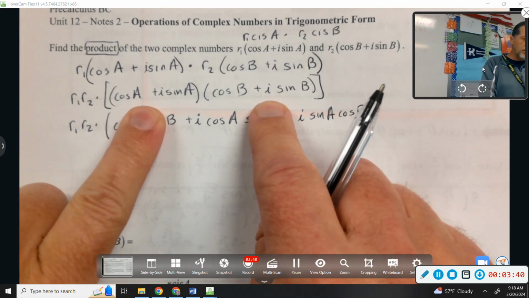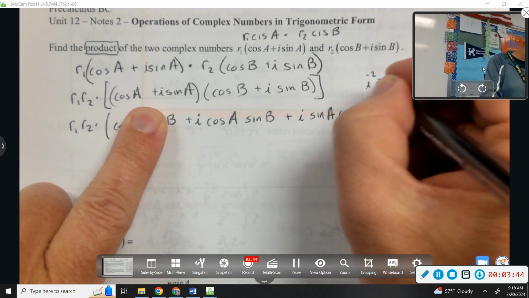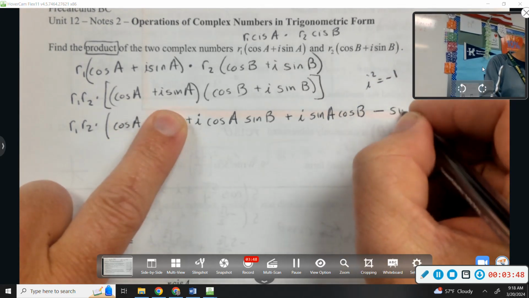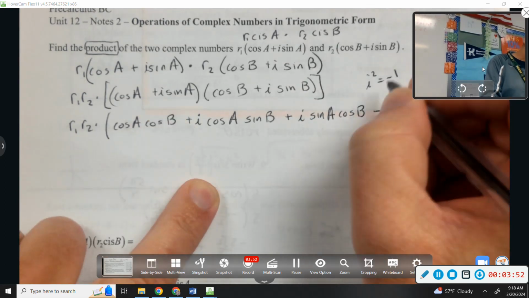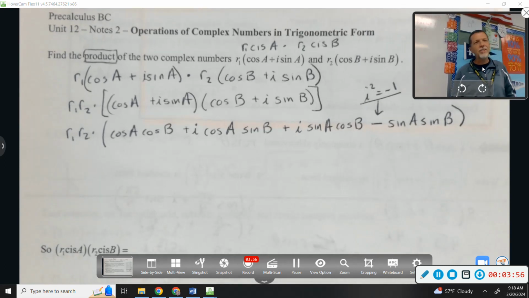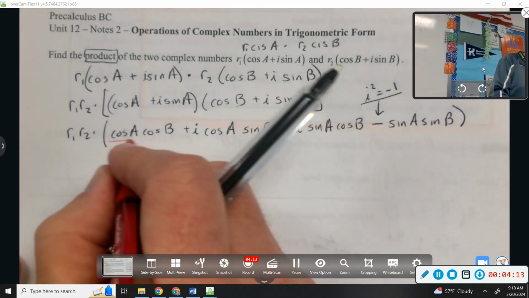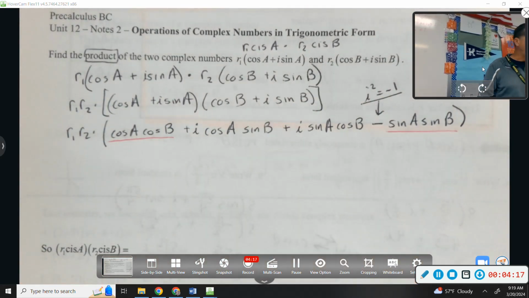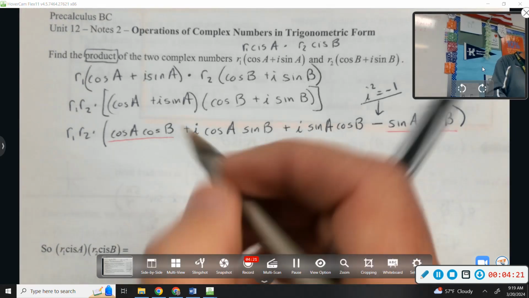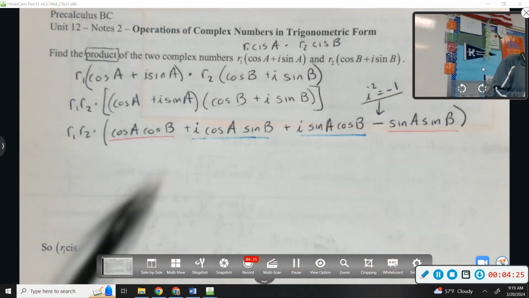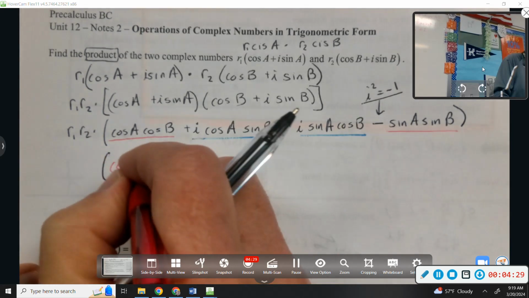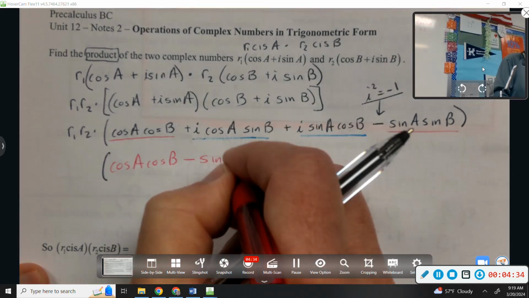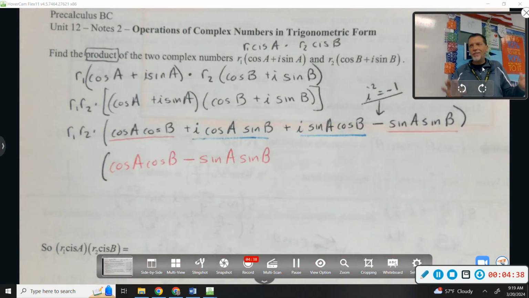And then last, i times i is i squared, which is -1, so minus sine A sine B. It's me trying to avoid writing a whole other line just to accomplish the i squared equals -1 thing. Okay, that's kind of a mess. Let's group some things here. Let's group the not-i stuff together, and then we'll group the i stuff together after that. So the not-i stuff would be cosine A cosine B minus sine A sine B. I'm not really doing anything other than rearranging the order here.